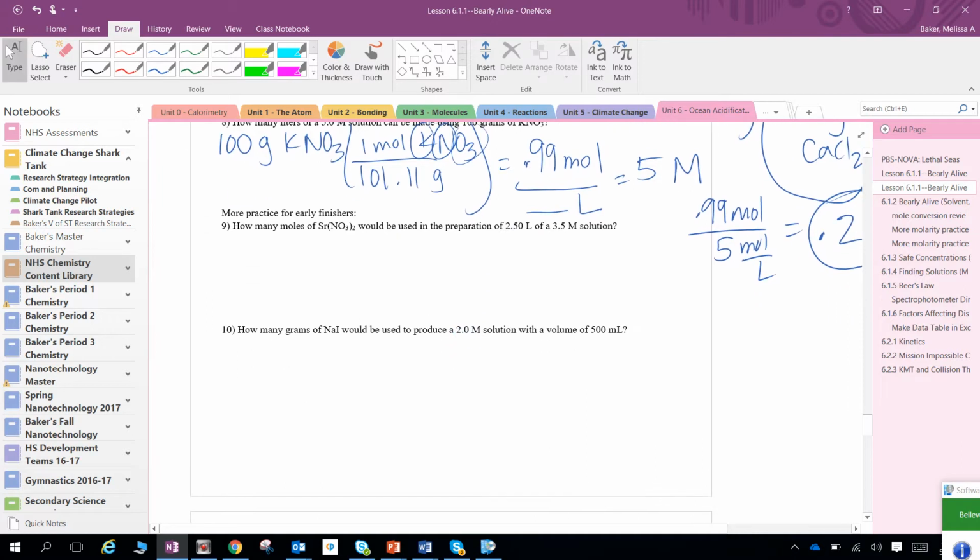And then there are a couple extra questions here for early finishers, so I'll write these answers if you want to do a little extra practice. This one comes out to be 8.75 moles of strontium nitrate, and number 10 comes out to be 149.89 grams of sodium iodide. So you can test yourself on those. All right, hopefully that helps. It was definitely a lot of math, and it's going to be fun to do all the labs where we use the math.